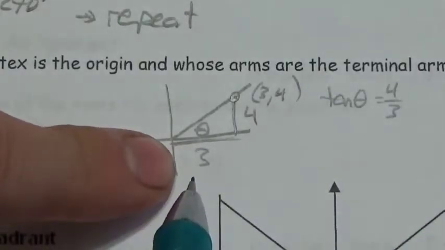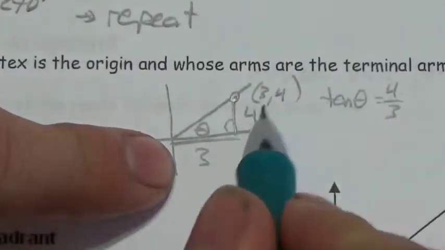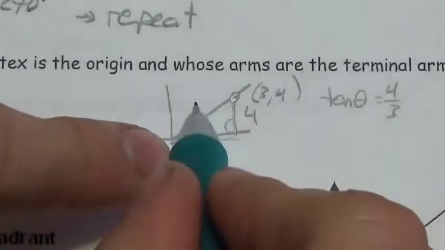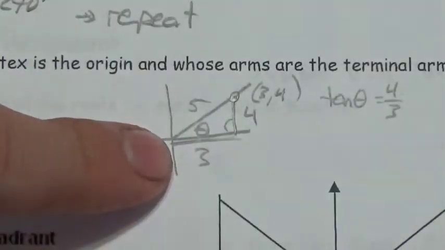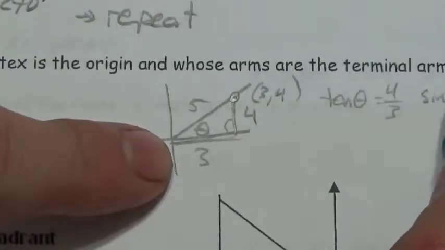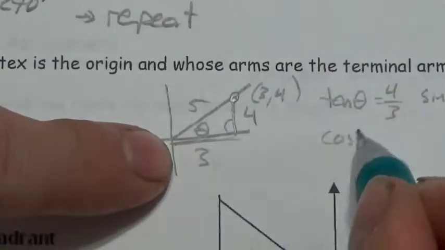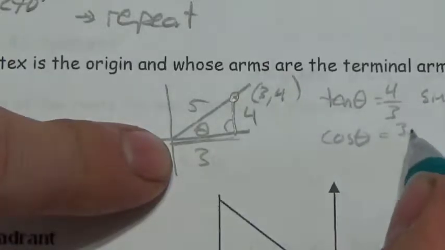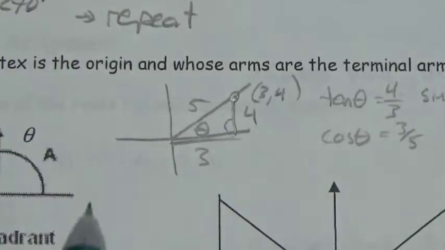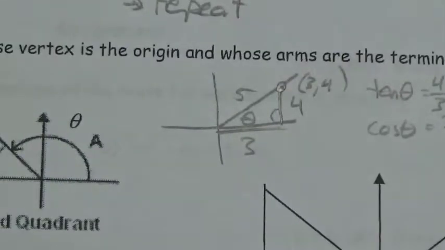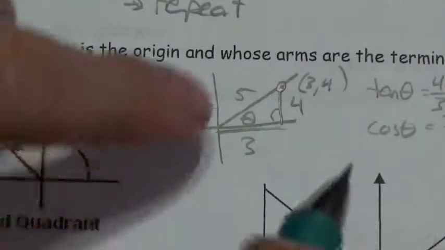Now, I could go a little bit farther than that, because I could use the Pythagorean theorem and get that this is going to be 5. And I did that on purpose: 3, 4, 5. So I could tell you that the sine of that angle is going to be opposite over hypotenuse, 4 over 5, and the cosine of that angle is going to be 3 over 5.